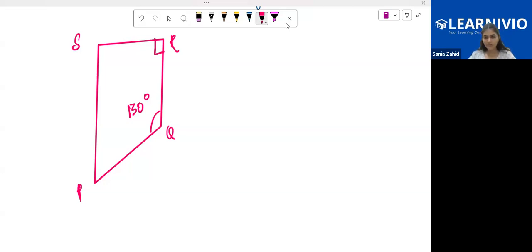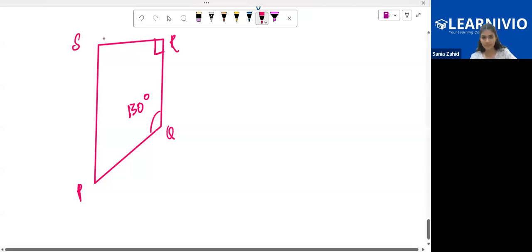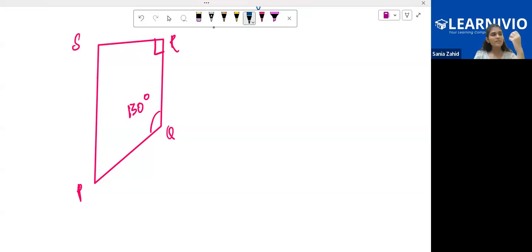Okay, what is the answer? Angle S is equal to 130 degrees. Okay, Ramesh, have you done? Yeah. Tell me. How come angle S is 130 degrees? Opposite angle. But this is not a parallelogram.